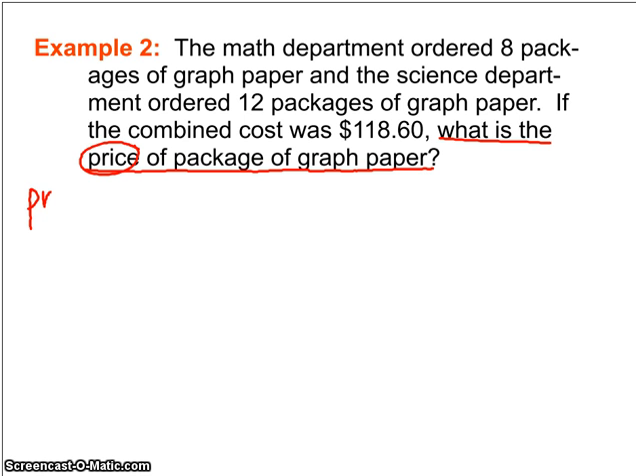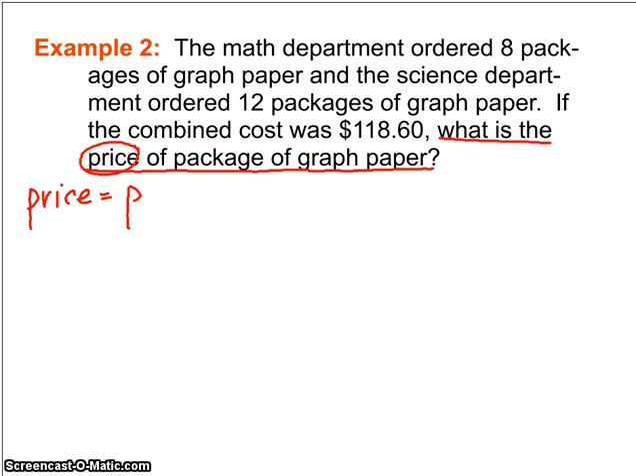Now, Panthers, since we don't know the price, and that's what we're solving for, we're going to write a variable to represent the price of a package of graph paper. Let's go back to the problem and let's just try to understand it. So math department is ordering paper, science department is ordering the same type of paper with a combined cost of $118.